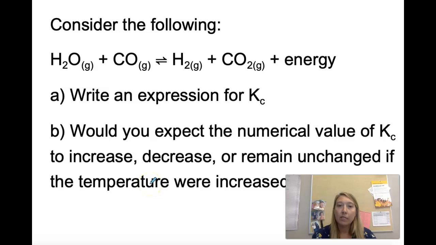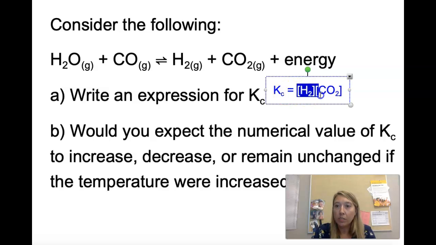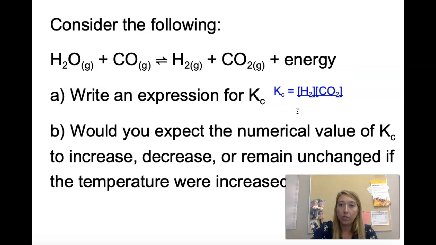Okay, here you have another example. Write an expression for Kc. Kc is equal to the concentration of hydrogen times the concentration of carbon dioxide, all over the concentration of our reactants: the concentration of water and the concentration of carbon monoxide. Nothing gets squared or cubed because everything is balanced with a 1.